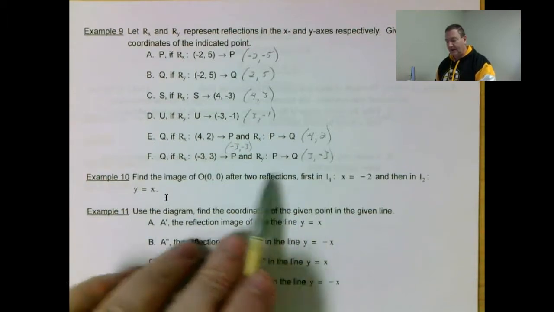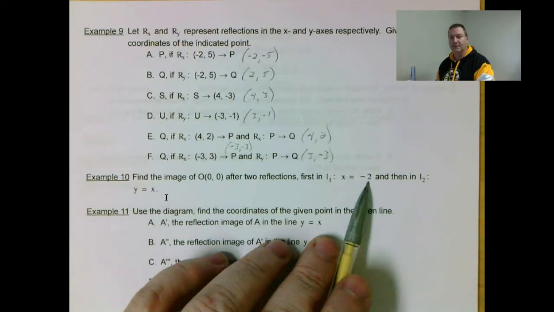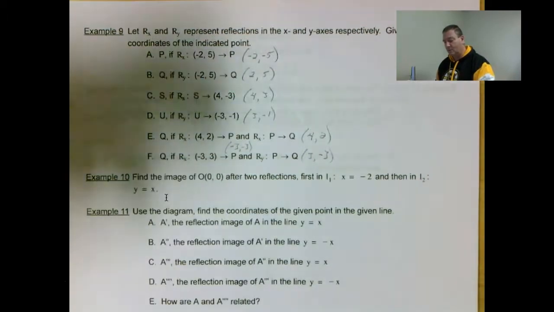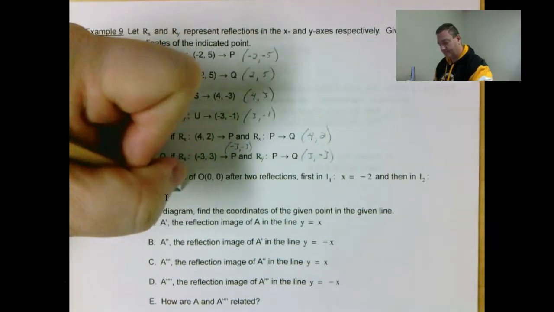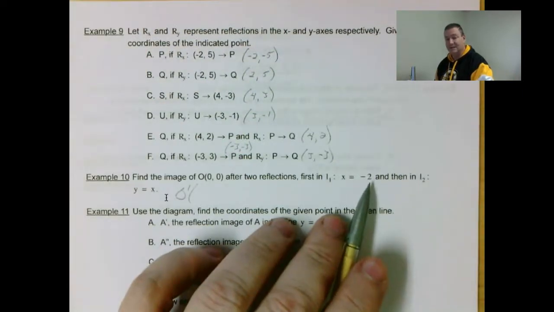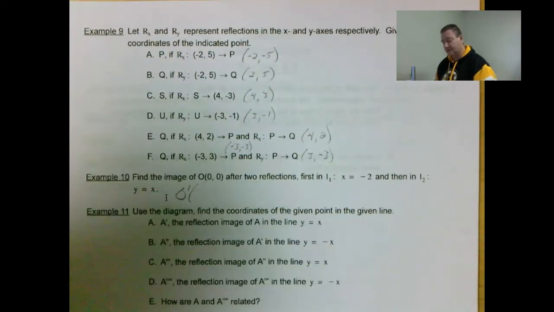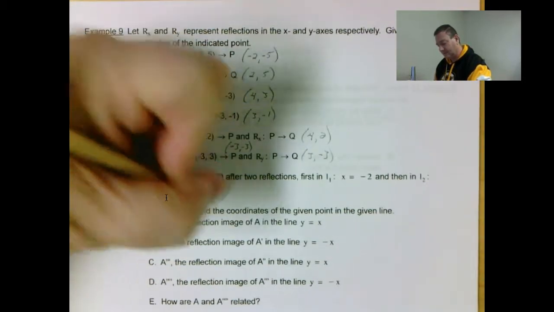So how far away is the origin from the line x equals negative 2? Well, it's 2 units away. So its new coordinates, O prime, will be 2 units to the left of x equals negative 2, so negative 4, 0.